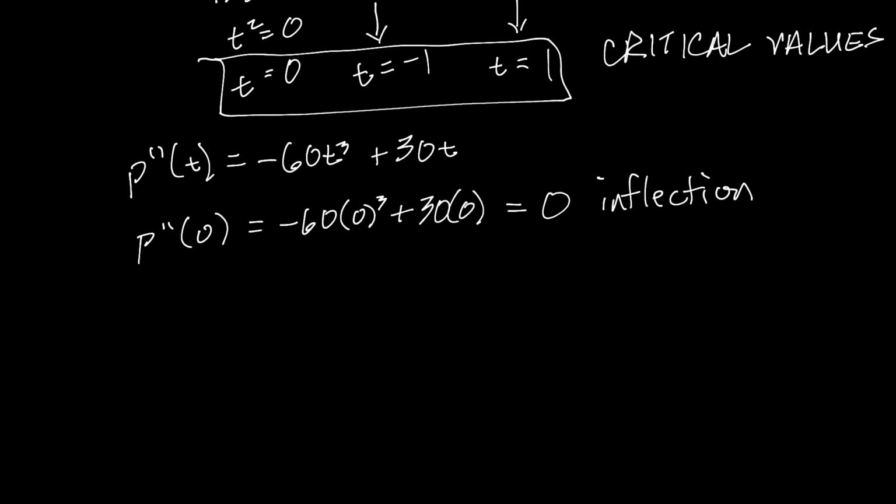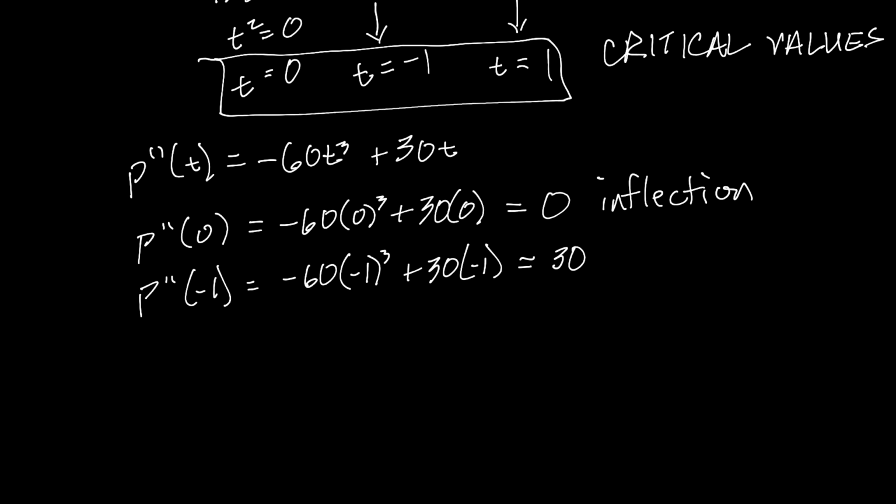So, or a critical value of an inflection point. Then if I did what is p double prime of negative 1, well, let's see, we have negative 60 times negative 1 cubed plus 30 times negative 1. So this becomes a negative 1 times negative 60, which is 60. Negative 1 times 30 is 30. So 60 minus 30 ends up giving us a positive 30. It's not really important to find out exactly what this 30 is. It's just that it's positive. So that tells me that I'm concave up.